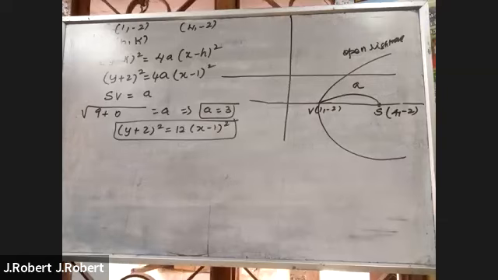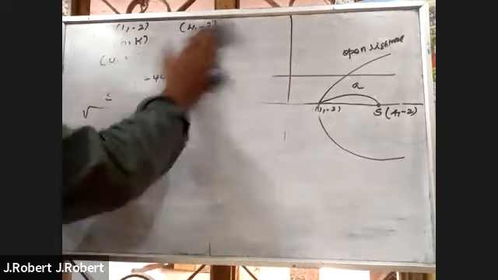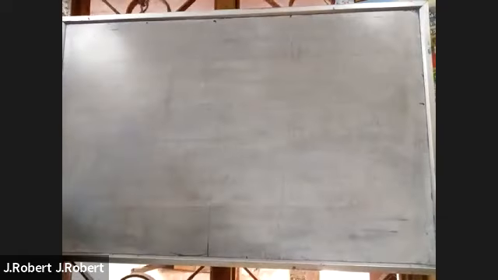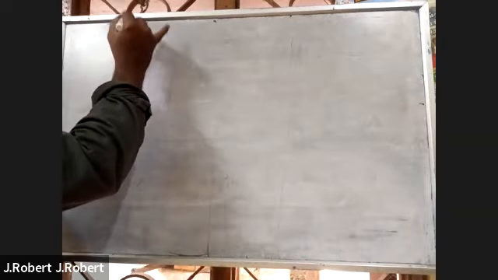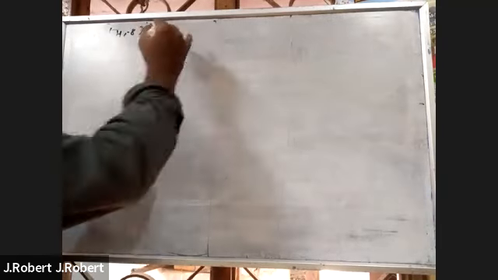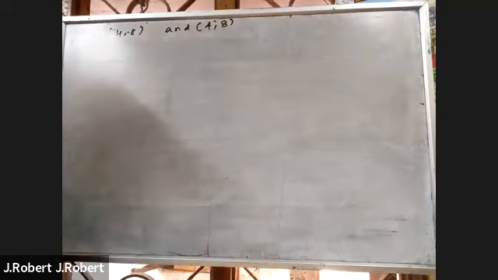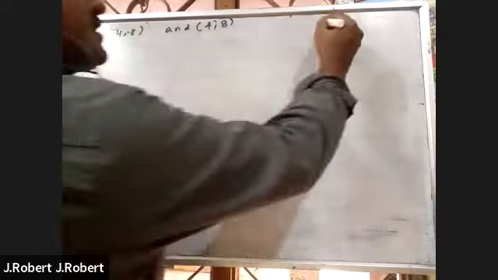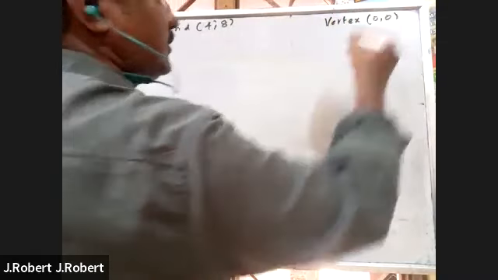The next one: the end points of latus rectum are 4, -8 and 4, 8, and it's open rightward. It's a very simple problem. It is given that it's open rightward and the vertex is 0, 0.